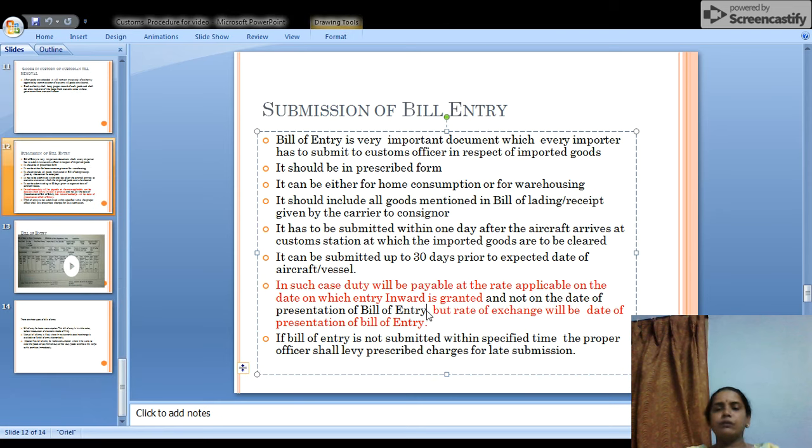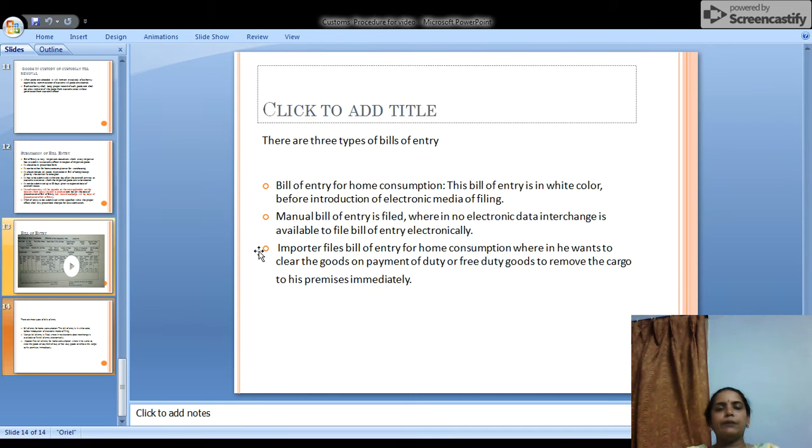Why? Because the bill of entry is submitted 30 days prior to the expected date of arrival. In such a case, the rate applicable on that date will not be taken into consideration, but the rate of exchange will be the same, meaning the rate of exchange will be that on the date of presentation of the bill of entry. If the bill of entry is not submitted within the specified date, the proper officer shall levy prescribed charges for the late submission.